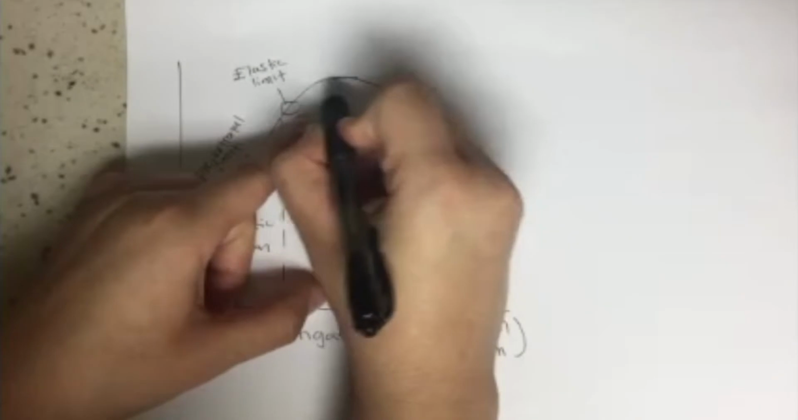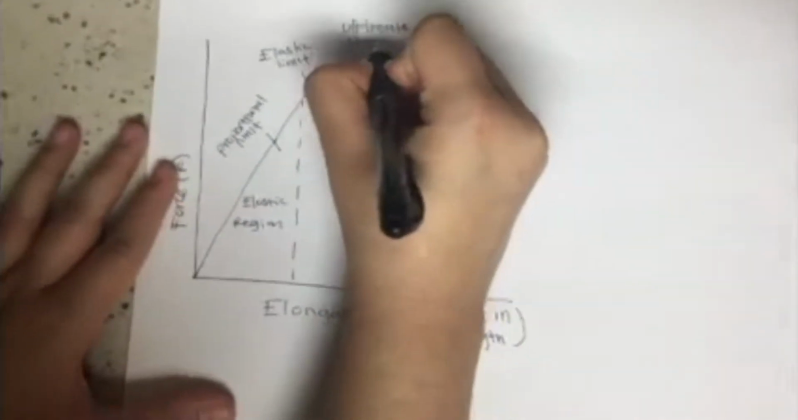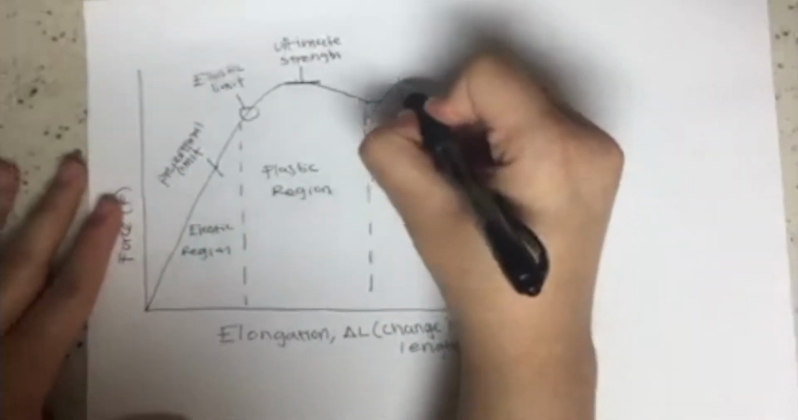If we reach the peak, we know the exact length the object can be pulled before it breaks. This is because the max force is applied, and past this point the object breaks, hence the breaking point.